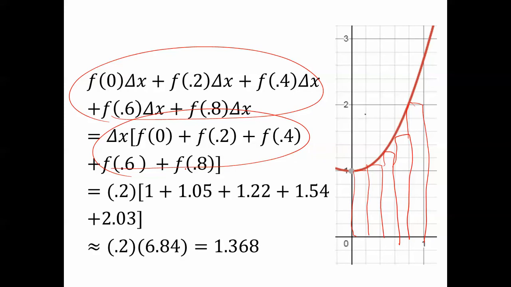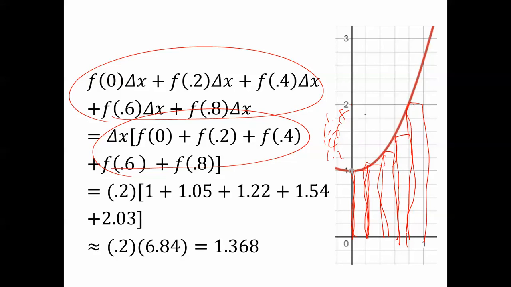F of 0, I'd say, is about 1. F of 0.2 is a little bit more than 1, maybe about 1.05. Because if this is 2 and this is 1, it'll be 1.2, 1.4, 1.6, 1.8, etc. So, yeah, I'd say that's about 1.05. F of 0.4, it's about, I don't know, maybe about 1.22. F of 0.6, that's about 1.54, and f of 0.8, that's just a hair more than 2, maybe about 2.03. We end up with 0.2 times 6.84 equals 1.368. And again, I'm just eyeballing it.